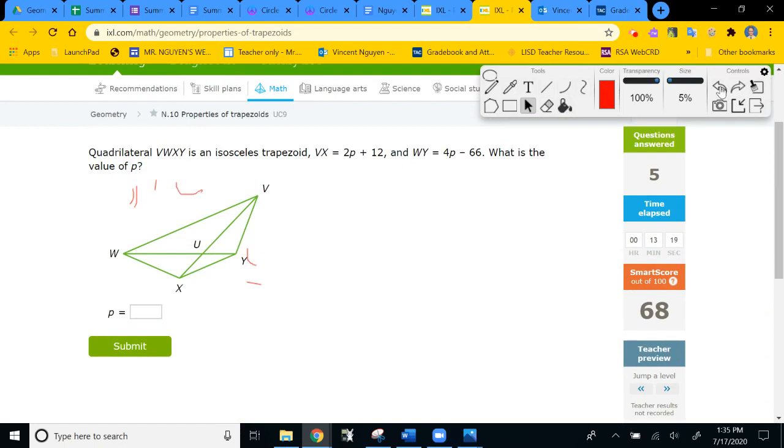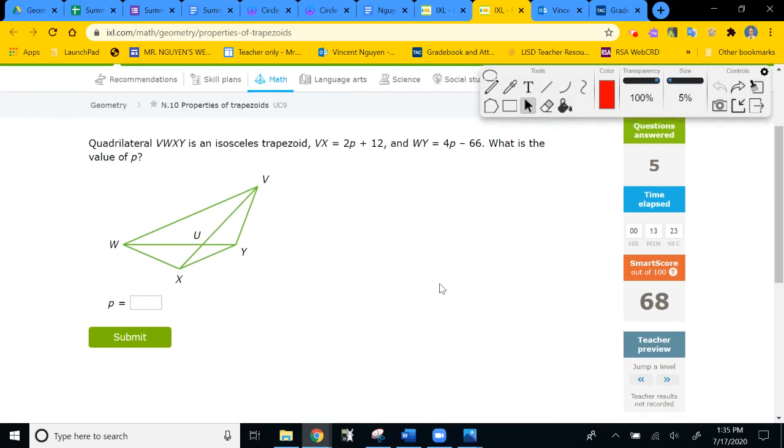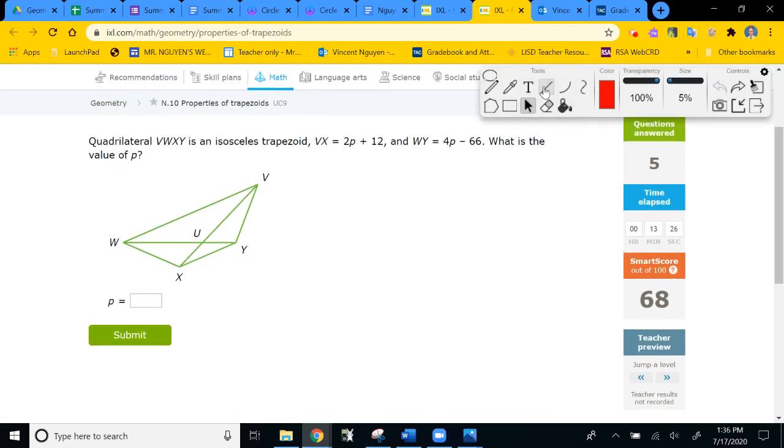Delete, delete, delete all my beautiful drawing there. All right, this is isosceles again. So I'm going to label my legs are the same. Well, not my legs, the trapezoid's legs. VX is the diagonal. So this diagonal is given to me right here. This one right here, that's 2P plus 12. And then this one is also given to me.